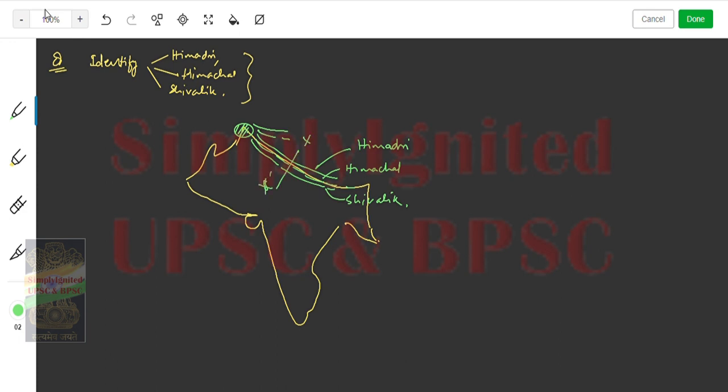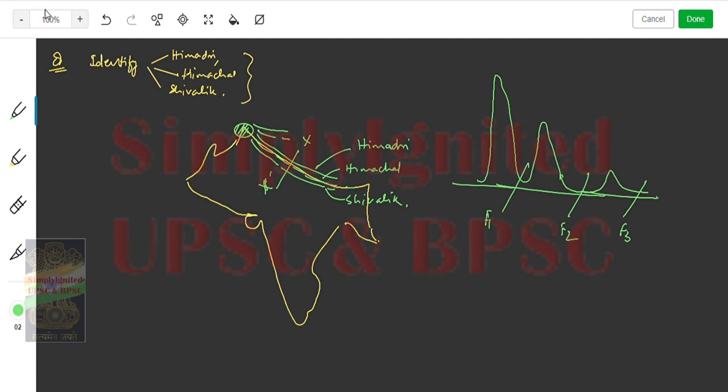Okay, now let's see the cross section view, XX dash. In cross section we say this is Himadri, this is Himachal, and then we have a gap over here, then it is Shivalik. So this is the relative height. Okay, there are faults over here. So this is fault 1, fault 2, fault 3. So there are 3 faults over here, and this is how it is.